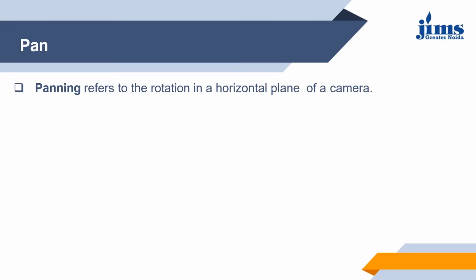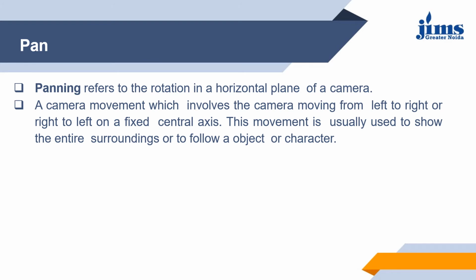Okay. So our next category is pan. Panning refers to the rotation in the horizontal plane of the camera. A camera movement which involves the camera moving from left to right or right to left on a fixed central axis. The movement is usually used to show the entire surrounding or to follow an object or character.